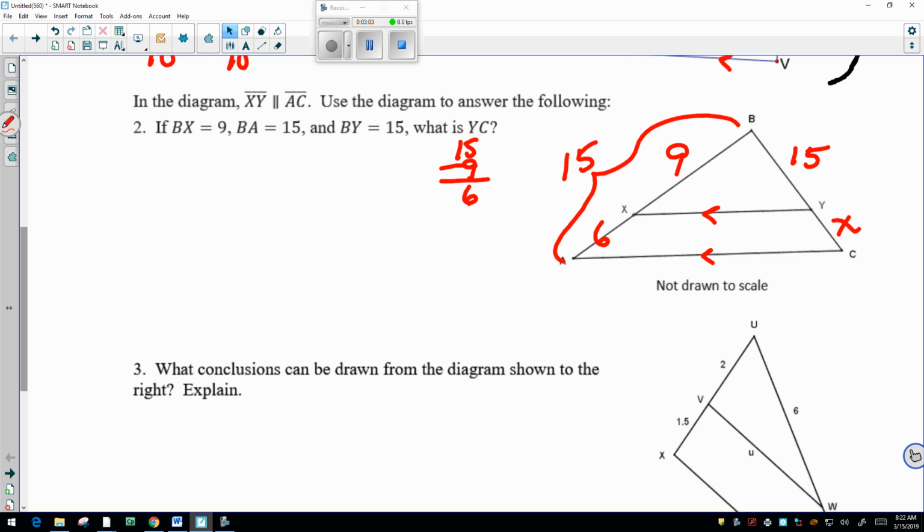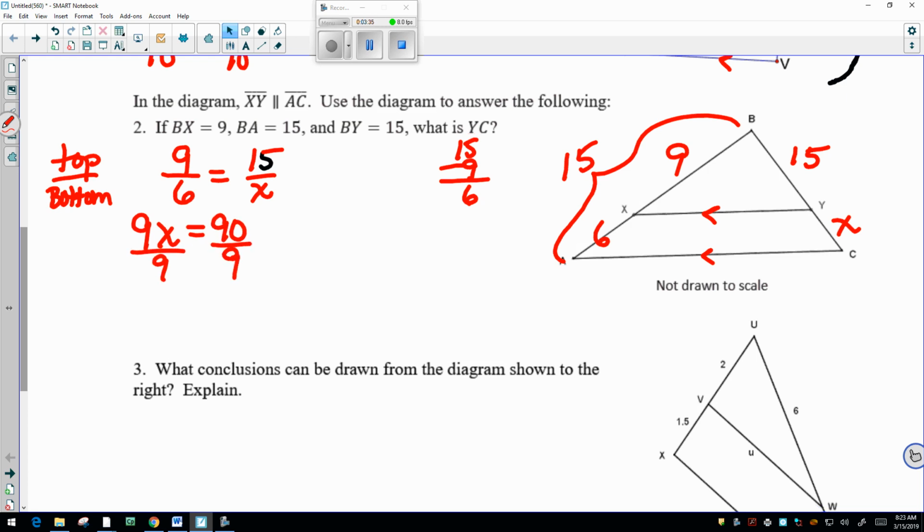So making our proportions, maybe comparing top to bottom on the left side, top to bottom on the right side, and at times it might be a good idea to write this proportion out so you keep in mind, what am I comparing, how am I setting up my proportion. So I'm thinking top compared to bottom is equal to top compared to bottom. Okay, and like we did up above, we're going to cross multiply. So we have 9x is equal to 6 times 15, which is 90. And if we solve for x, we're going to find x is equal to 10. Now that's using that side splitter theorem.